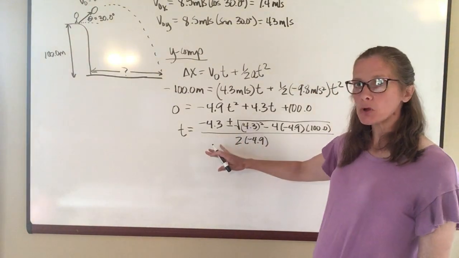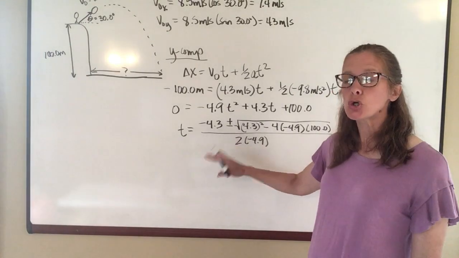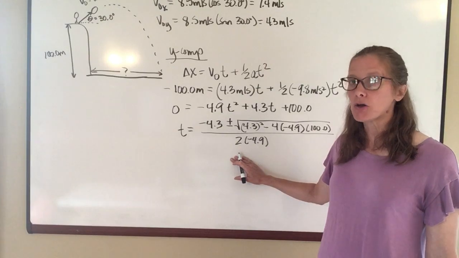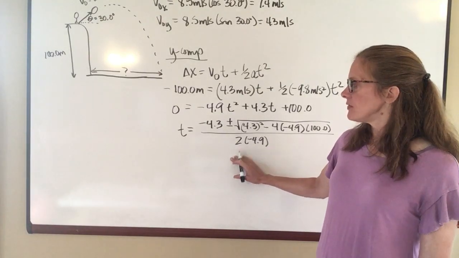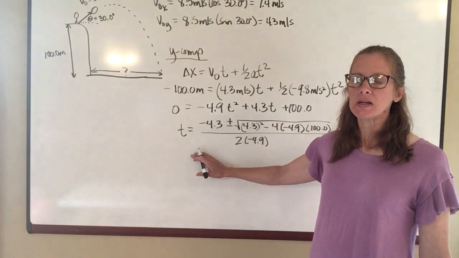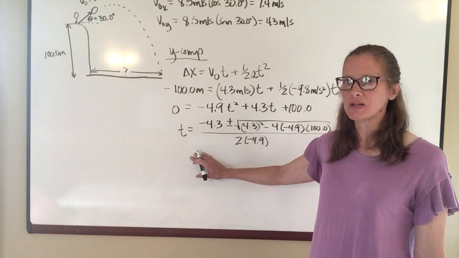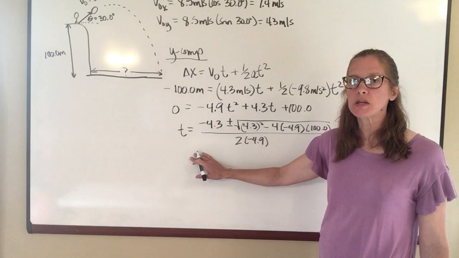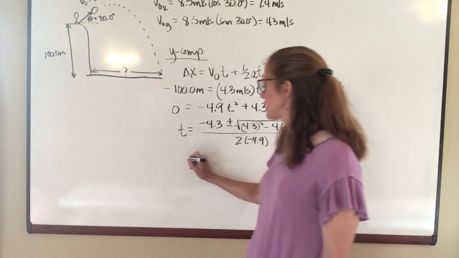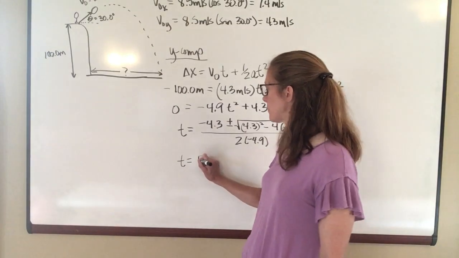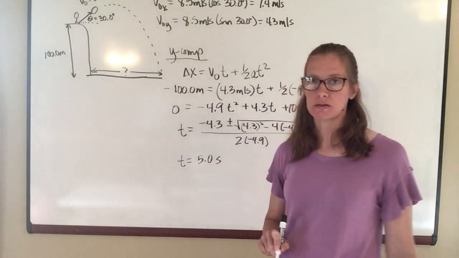Remember that when you solve the quadratic equation, you're going to get 2 answers. One of these answers will come up positive, the other one will come up negative. The negative answer for time is not logical because time doesn't have negative numbers, it doesn't go backwards. So only the positive answer is going to be the one that makes sense. And when I crunch all those numbers, the time ends up being 5.0 seconds.